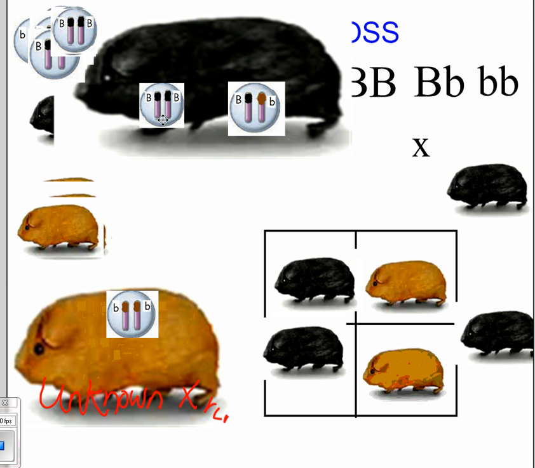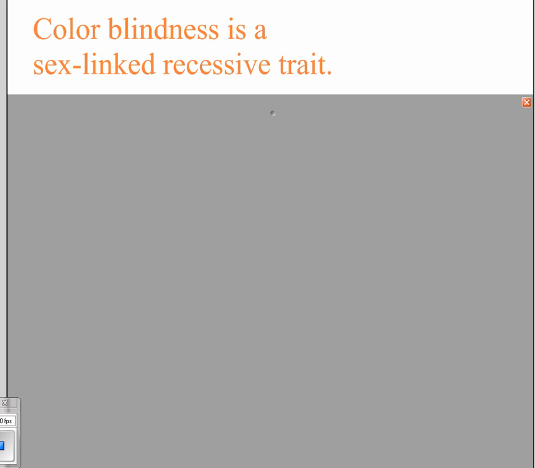There's no way that they can ever give up a recessive gene, okay? Make sense? Moving on, let's talk about sex-linked traits. Color blindness is a sex-linked trait. What does that mean? Look back up at our karyotypes.